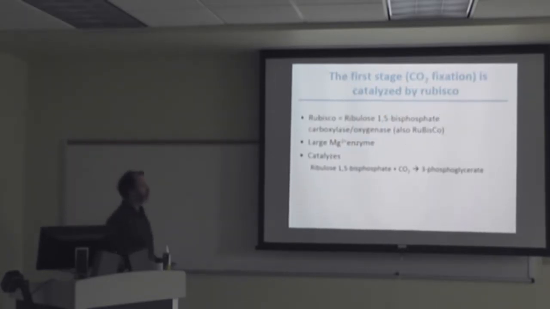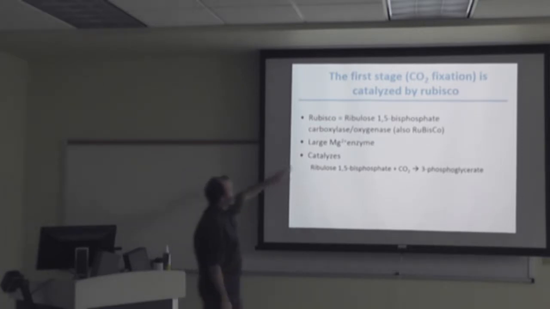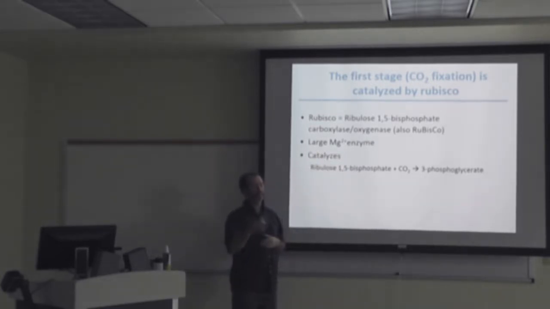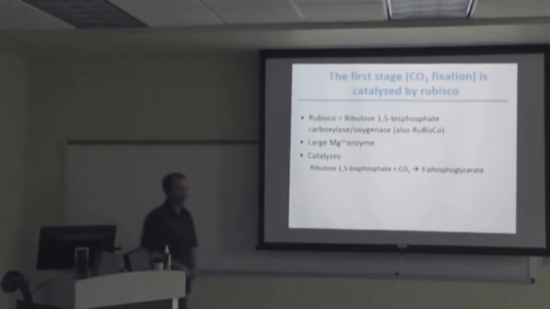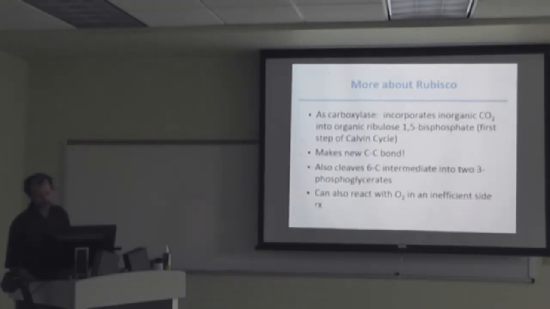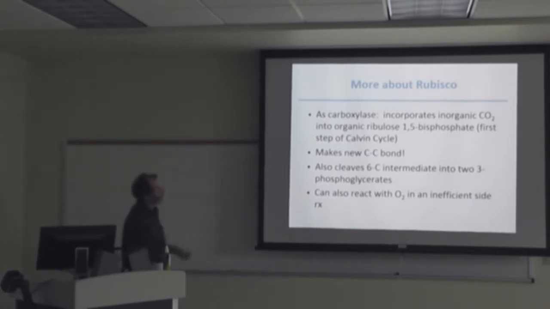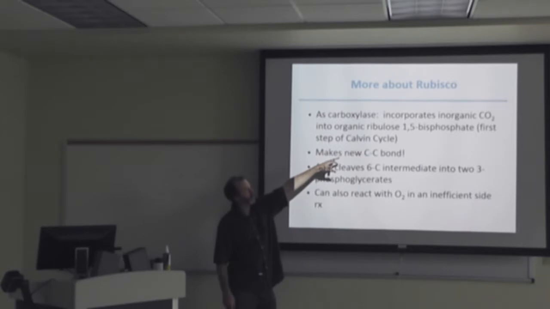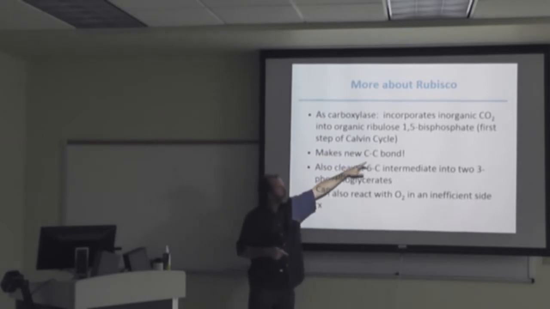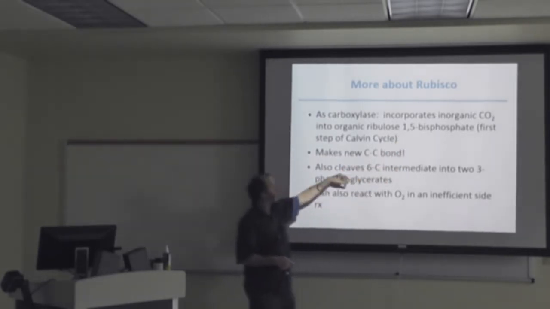So Rubisco is short for ribulose 1,5-bisphosphate carboxylase oxygenase. We'll just call it Rubisco. It's a large enzyme that uses magnesium as a cofactor, and it catalyzes the conversion of ribulose 1,5-bisphosphate to 3-phosphoglycerate using carbon dioxide. As a carboxylase, it incorporates inorganic carbon dioxide into organic ribulose 1,5-bisphosphate, which is the first step of the Calvin cycle. It makes a new carbon-carbon bond between that carbon dioxide and ribulose 1,5-bisphosphate.